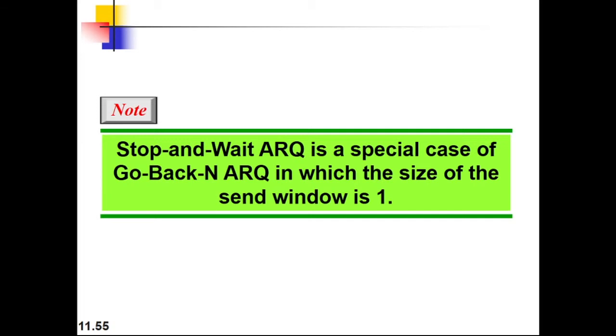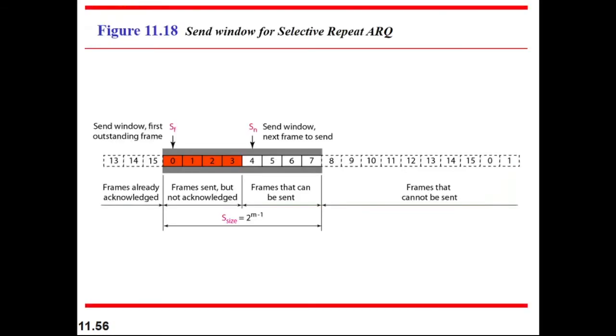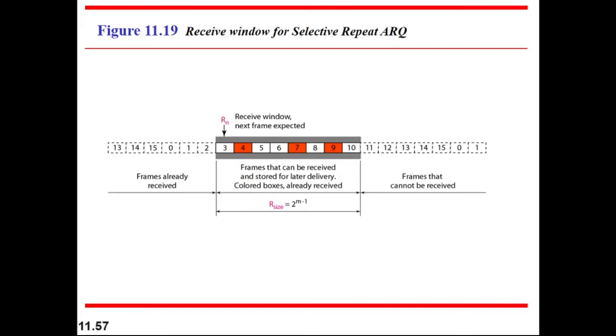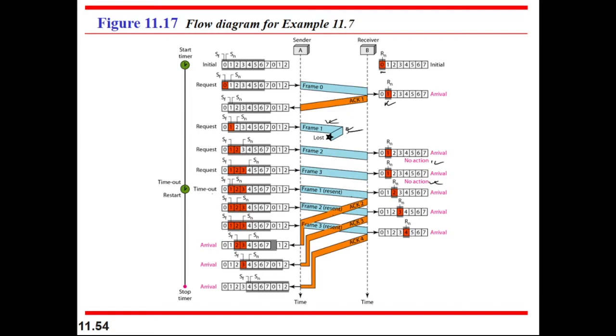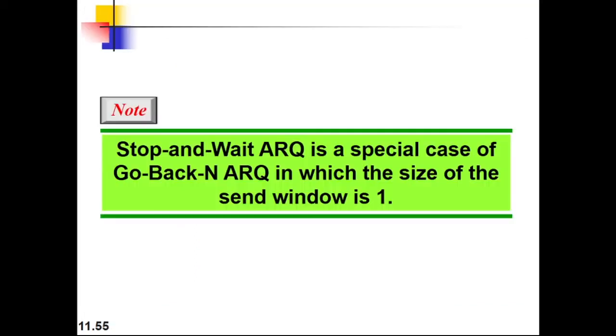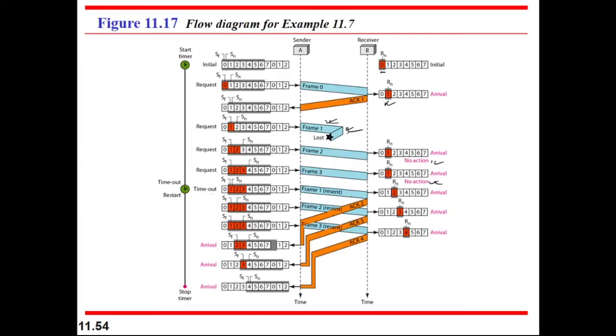So this stop and wait ARQ is a special case of go back N ARQ in which the size of the send window is 1. The receiver window is 1. So this is the significance of go back N ARQ, and sometimes you can face questions on this.